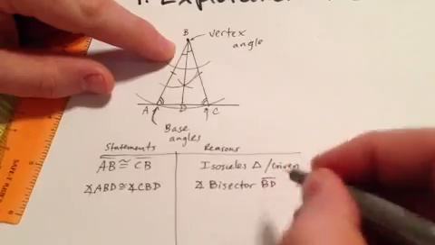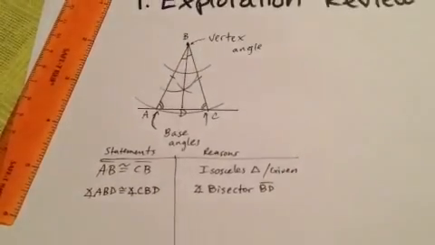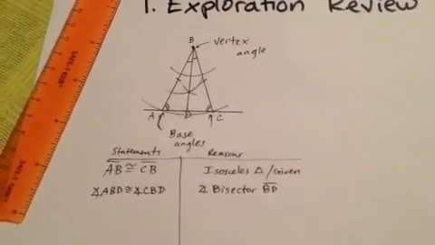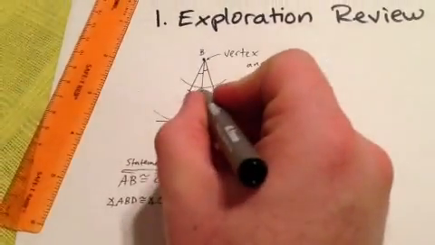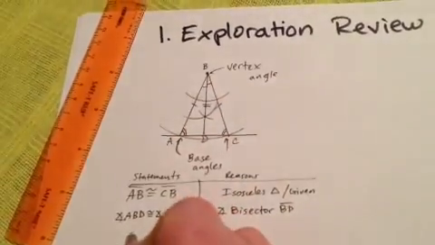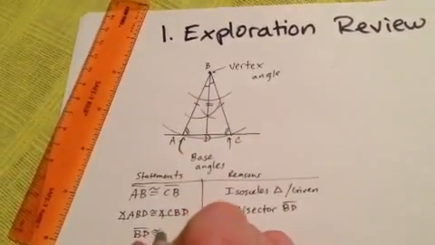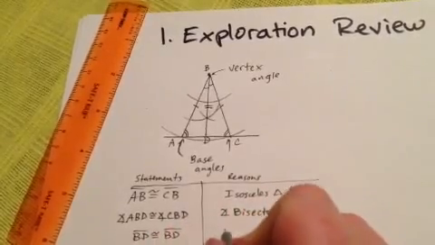BD, we constructed it as an angle bisector. And the last thing we know is BD is congruent to itself by the reflexive property.